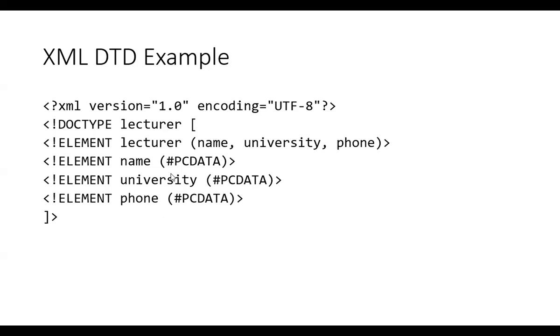And then this hash PCDATA represents that you have text data. It's called parsed character data. Which means the name, university, and phone all have text data. So that's what it means.